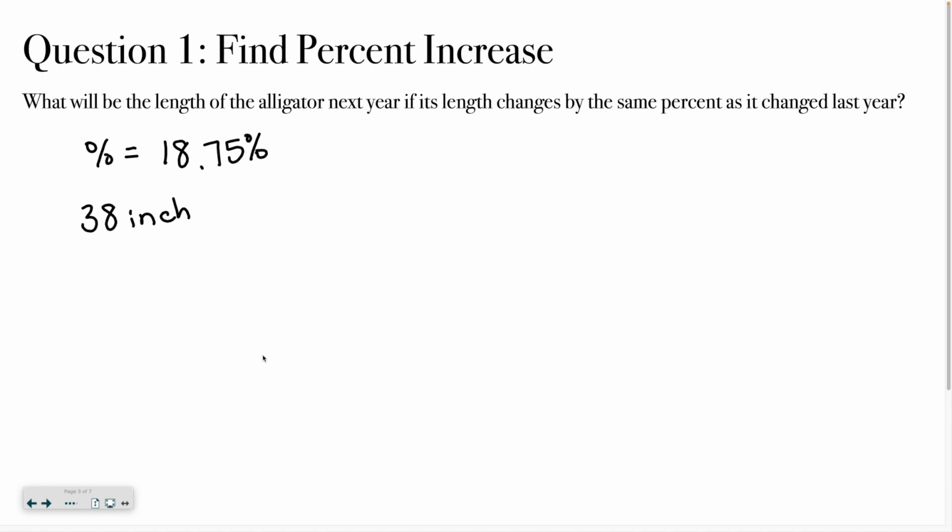Okay, so in this problem, you're not actually finding the percent change. Now you're practicing what we did yesterday in lesson 4.3. Okay, so you have a percent, you have our whole, we need to solve for the part. Okay, and once you have that part, you need to think, is that your final answer if you're looking for the length of the alligator? Good luck.